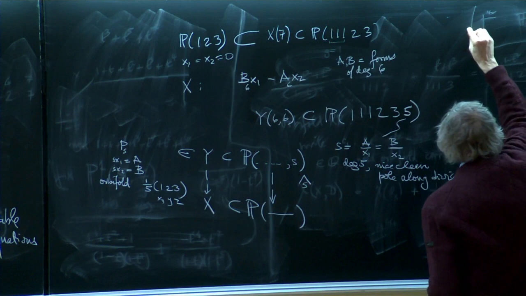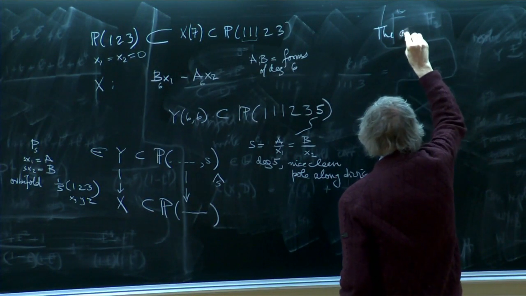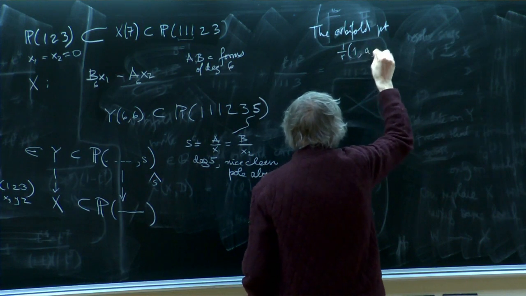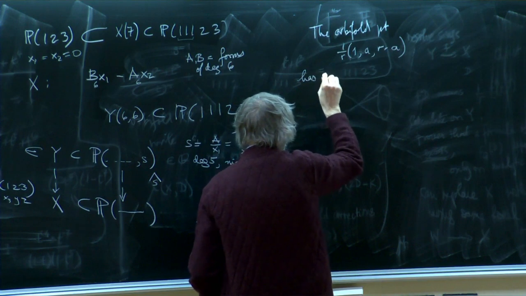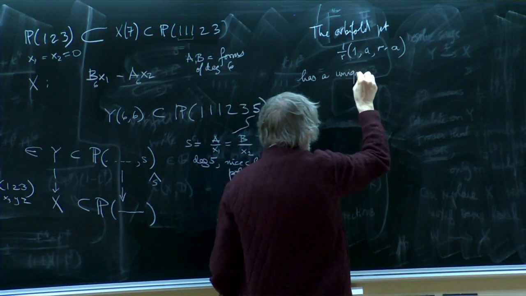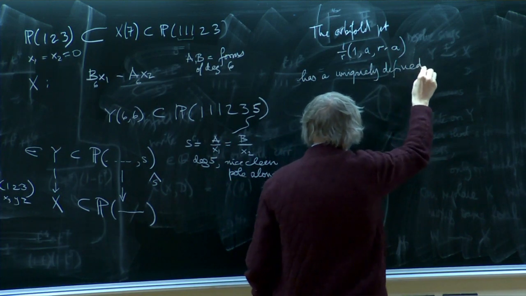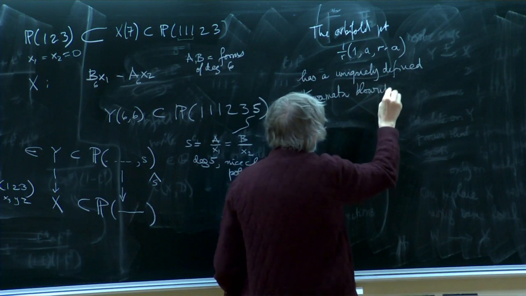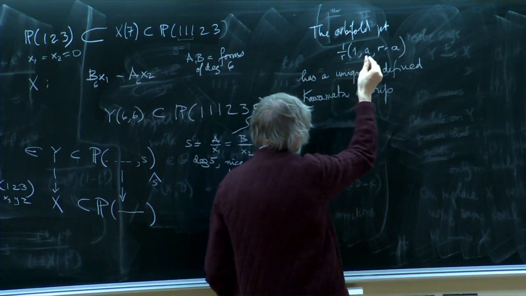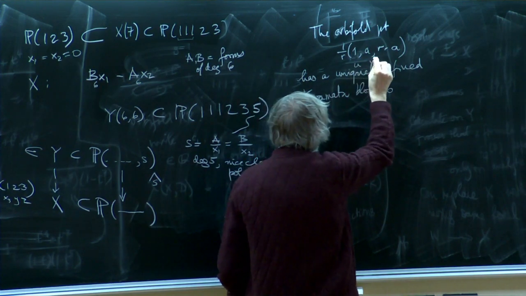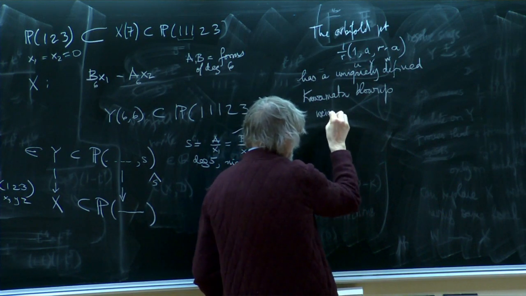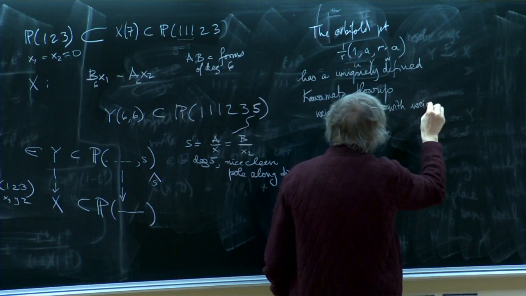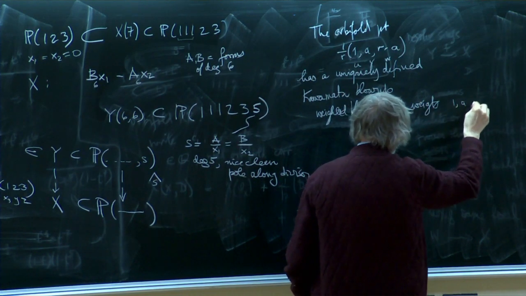So the quotient singularity, the orbifold point 1 over r of 1, a, r minus a, has a uniquely defined thing called the Kawamata blow-up, which is, so if I call these u, v, w, it's the weighted blow-up with weights 1, a, r minus a.